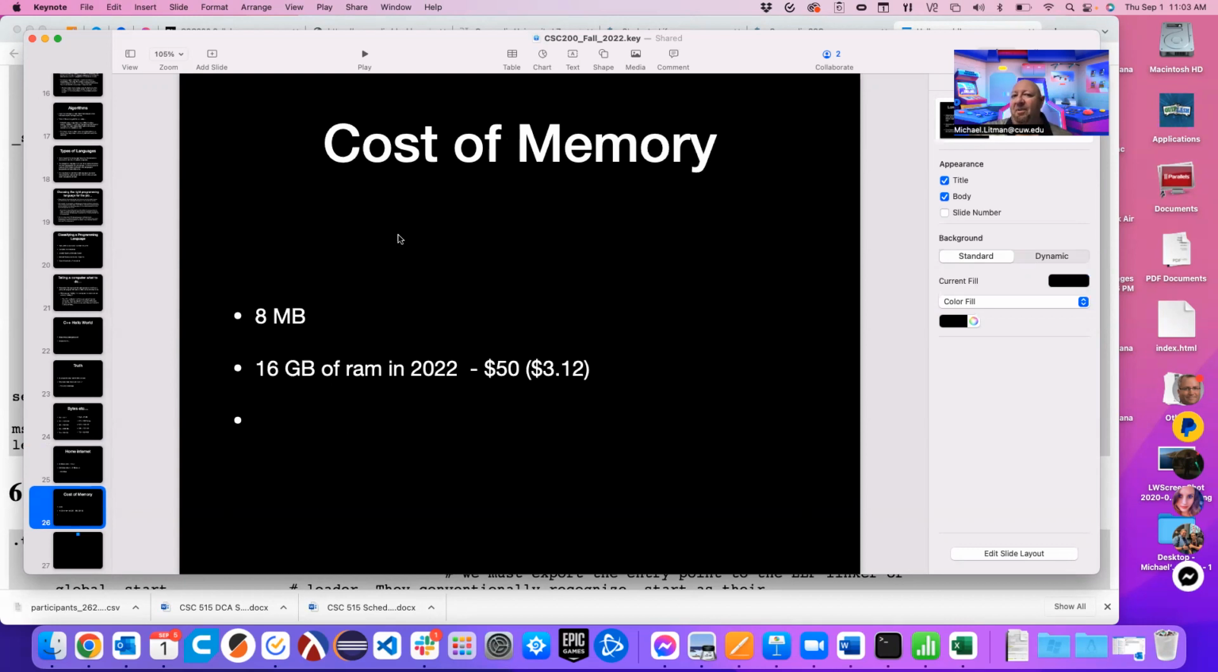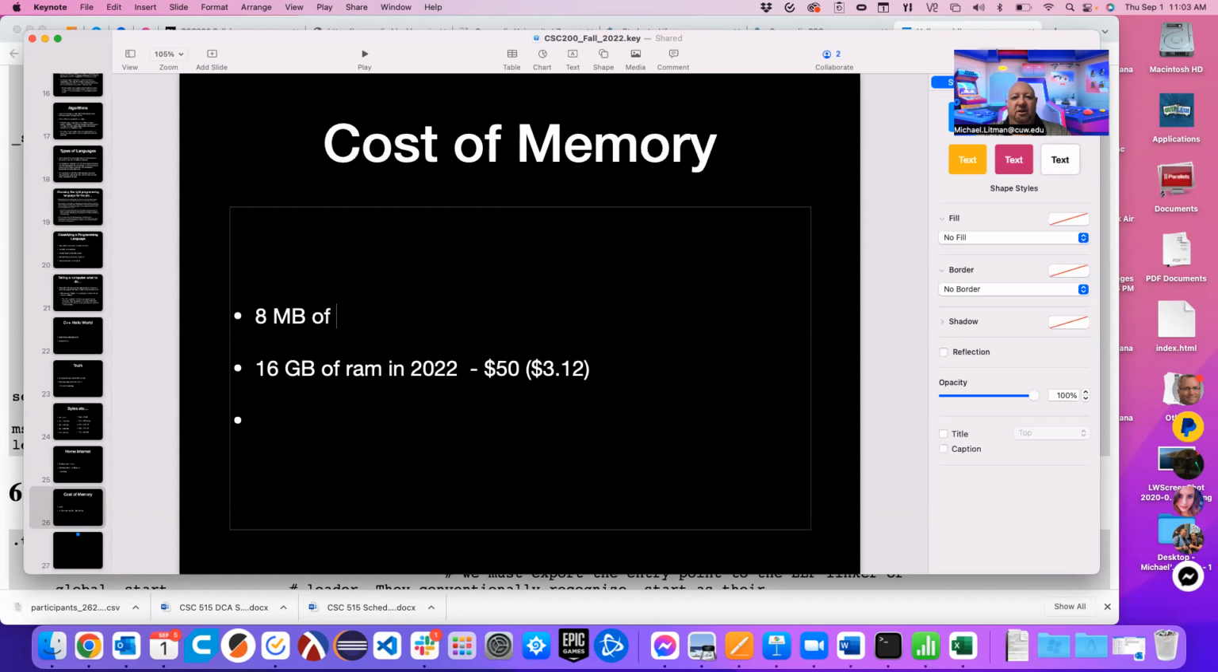So back to this example here. Of RAM in 1996.